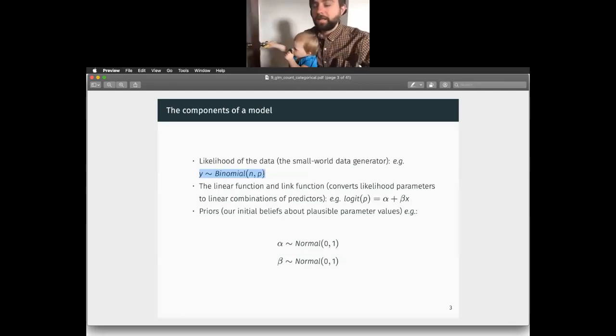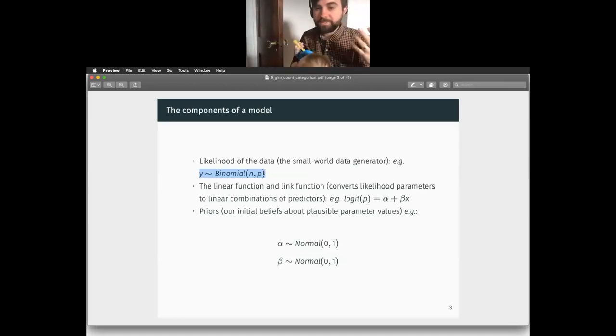So yeah, the likelihood describes the statistical distribution of our outcome, and remember, that's conditional on our predictors. Because what we're going to do next is provide a linear function that gives us a linear combination of parameters and variables that give us a parameter of our model. So the data is distributed binomial, conditional on the value of N and P. And in this case, P depends on some parameters and depends on some data.